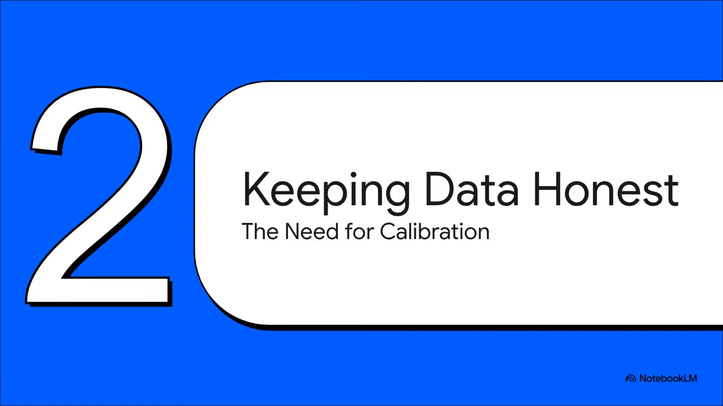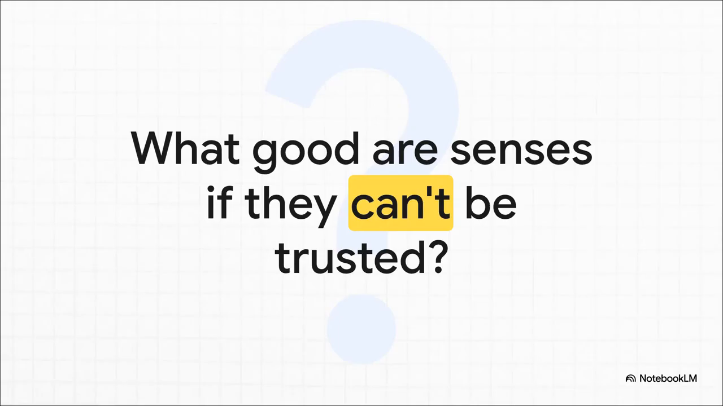So we've got all this data pouring in from our sensors, which is great. But there's a catch. How do we know that data is actually right? That's where this next step comes in. Exactly. I mean, what good is any of this if the data is wrong? If your thermostat sensor is off by just 5 degrees, your heating system is basically useless. Or worse, it's incredibly wasteful.